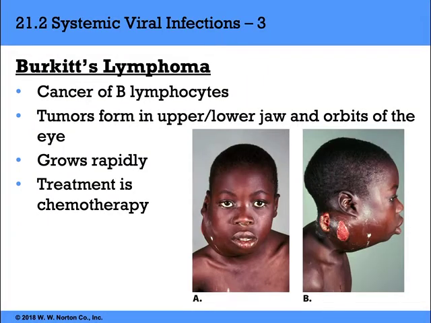Burkitt's lymphoma is cancer of the B lymphocytes. Tumors can form in the upper and lower jaw and the orbits of the eye. It grows rapidly, and the treatment is usually chemotherapy. Oftentimes, it's associated with Epstein-Barr. The reason for this is that viruses have the ability to integrate their genetic material into our genetic material. And when that happens, you can cause a change in the regulation of genes that affect the cell cycle, and that can turn a normal cell into a cancer cell. That's just one of the ways that this can happen.